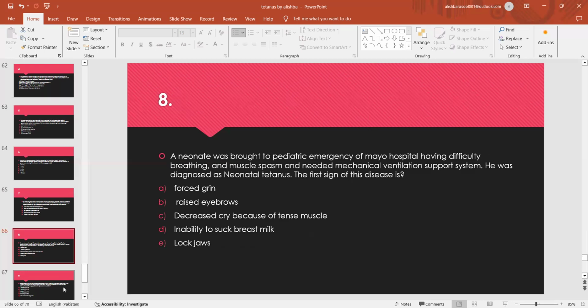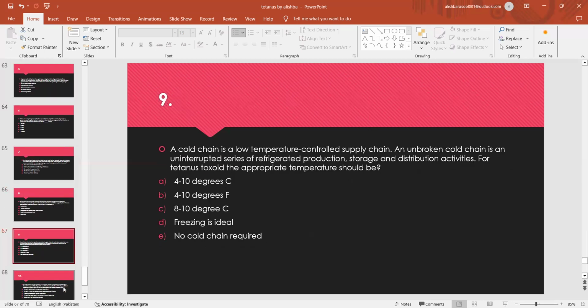D. Yes, it's D. A cold chain is a low temperature controlled supply chain. An unbroken cold chain is an uninterrupted series of refrigerated production, storage, and distribution activities. For tetanus toxoid, the appropriate temperature should be A. 4 to 8 degrees C, B. 4 to 8 degrees F, C. 8 to 10 degrees C, D. Freezing is ideal, E. No cold chain is required.